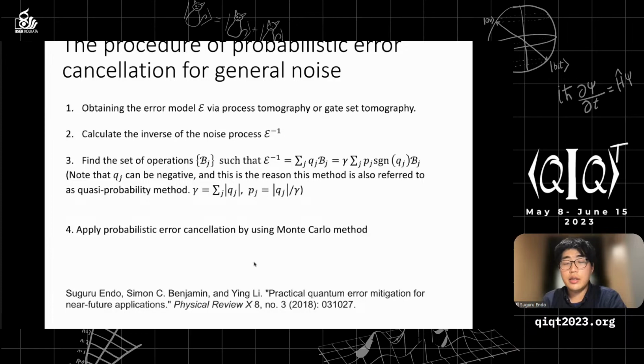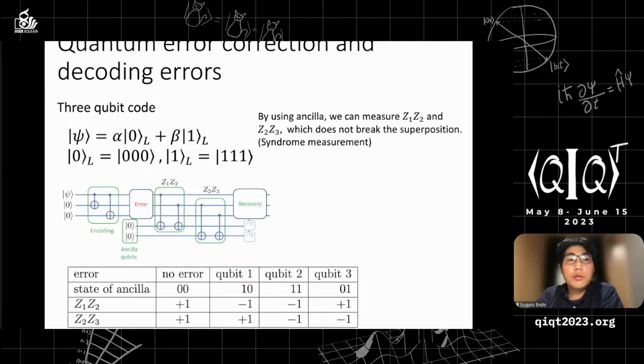Okay, then let's move on to consider the error mitigation for FTQC, fault-tolerant quantum computing. For discussing FTQC, let's consider the very simple example of the 3-qubit code. The 3-qubit code is written as this one. One logical qubit is encoded with 3 physical qubits, and for logical one, it's the same. The state is a superposition of logical 0 and logical 1. And we measure Z1 Z2 and Z2 Z3 by using ancillary qubits. This is called syndrome measurement.